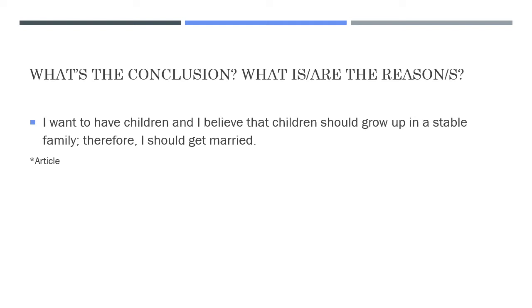You always want to begin with the conclusion first. It gives you an idea of where they stand, and then you can go back through the passage looking for the reasons they use to support that conclusion, and then you look for the evidence, examples, or in a deductive argument, you look for premises.